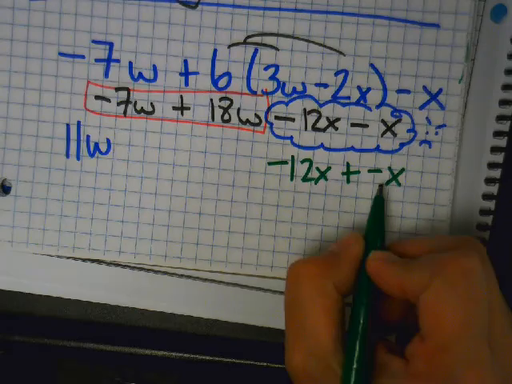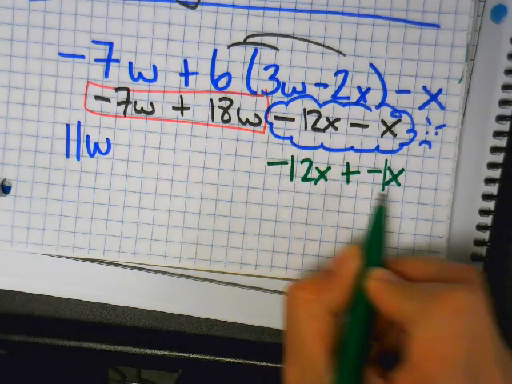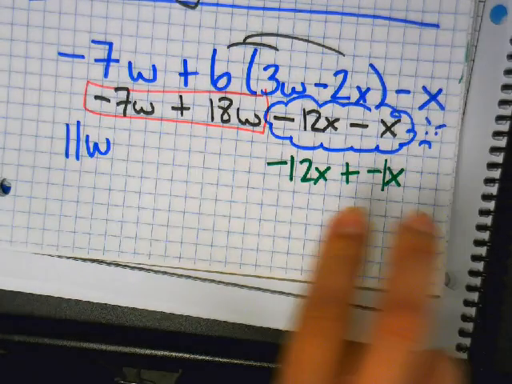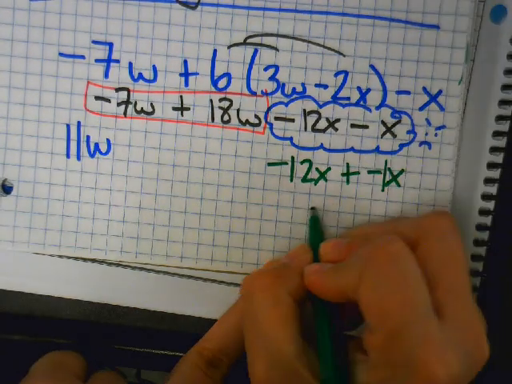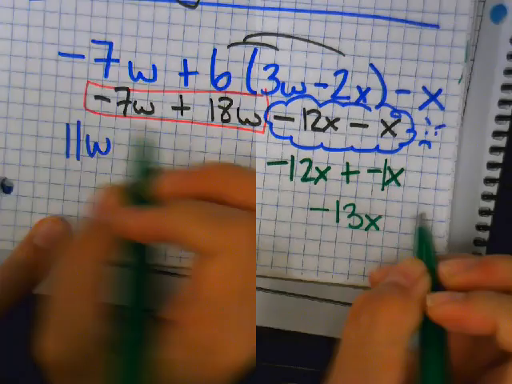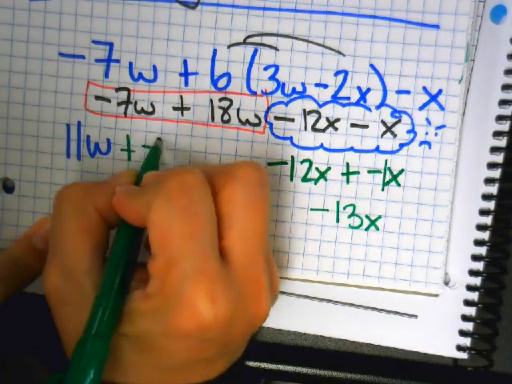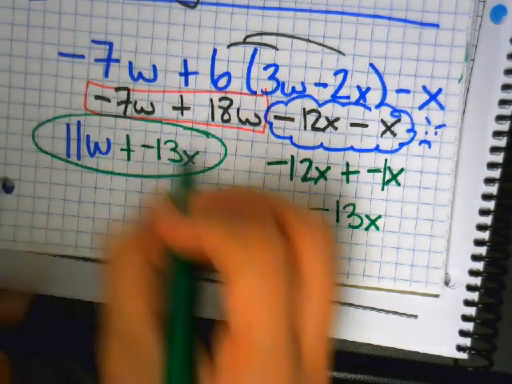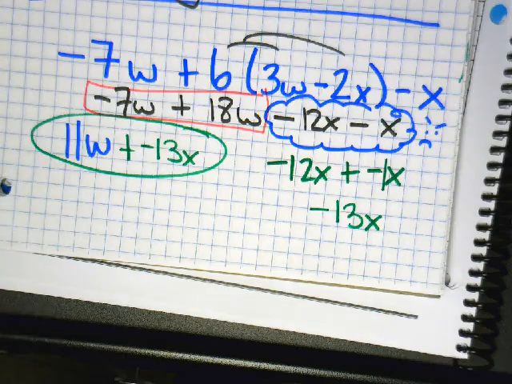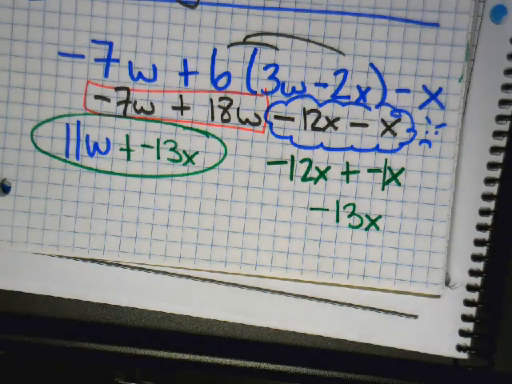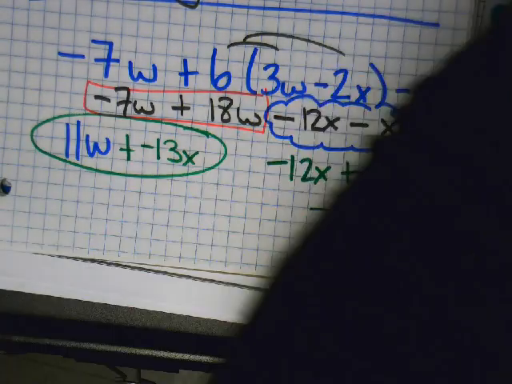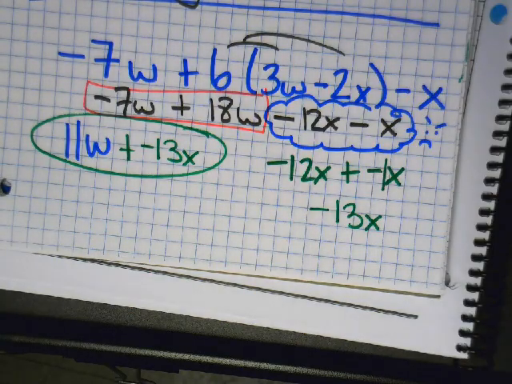What's invisible in front of the x? 1, so it's technically a negative 1. These two are negative, so you're going to add and keep. So this gives you negative 13x. So this would be plus negative 13x. I think I like this. I think this is my favorite. I forgot to do keep change opposite. Yes. I keep on forgetting.